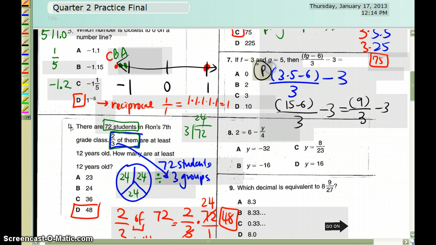So I did parentheses. Then over here, I'm going to do division, because that's what the fraction bar means. And then lastly, I'm going to do S, the subtraction. 9 divided by 3 is 3. 3 minus 3 gives me 0. A.